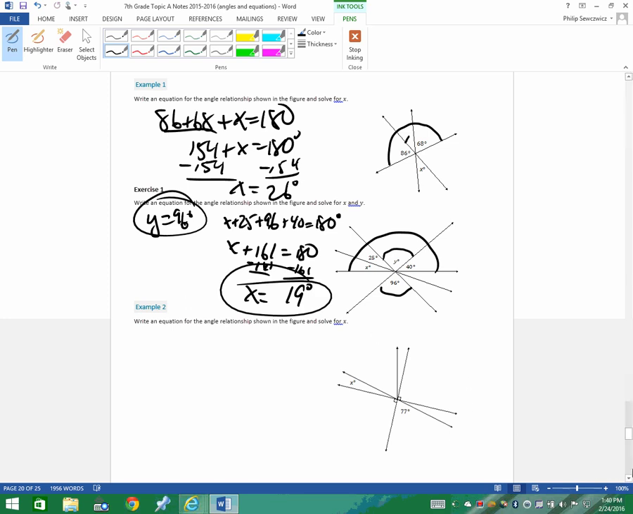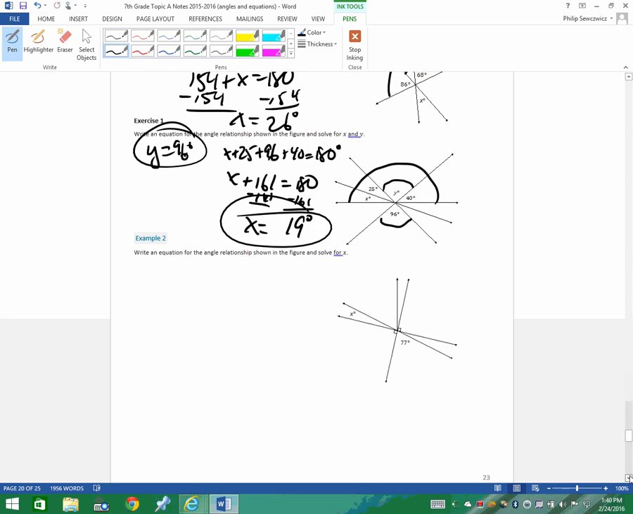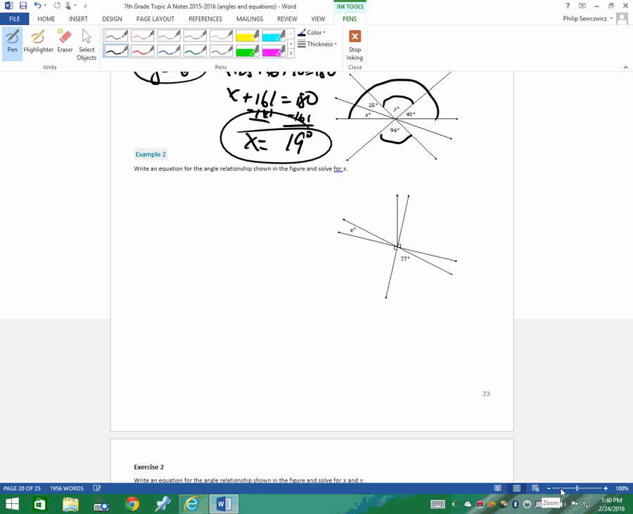So you should have example 2 by now. If you didn't follow directions before, pause it now and see if you can set up your equation and solve it. If you did, let's continue forward and see what we got.